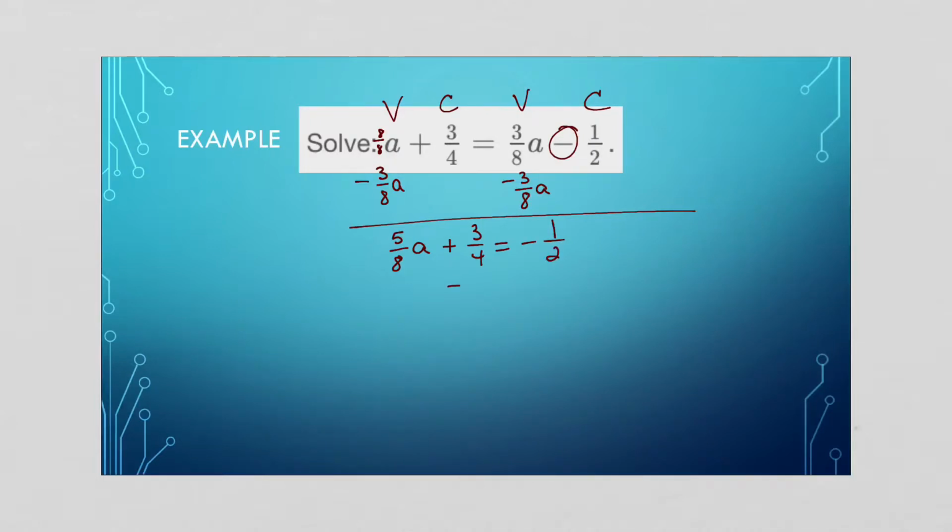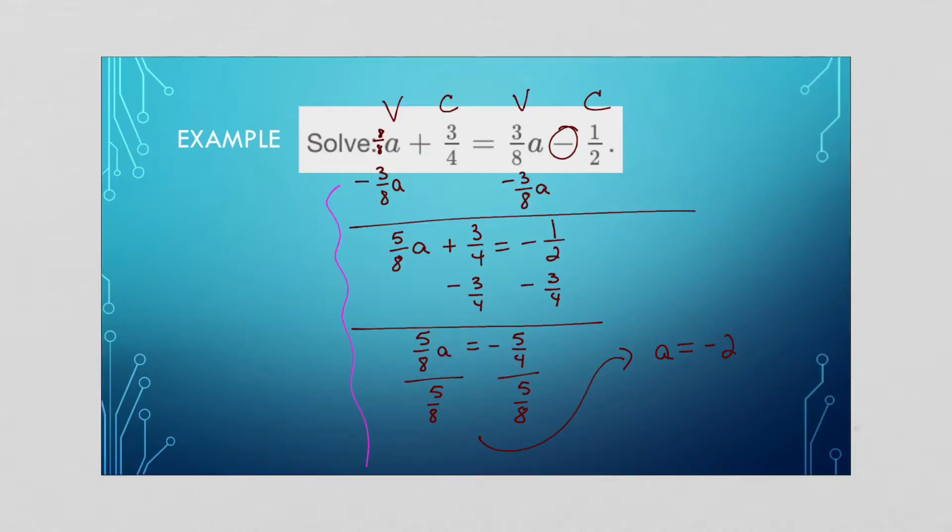Okay, so now I want to subtract 3/4 from both sides. And I get 5/8 a is equal to negative 1 1/4, or you could say negative 5/4. And then divide both sides by 5/8. And so here, I'm going to finish this up here. So a is equal to negative 2.